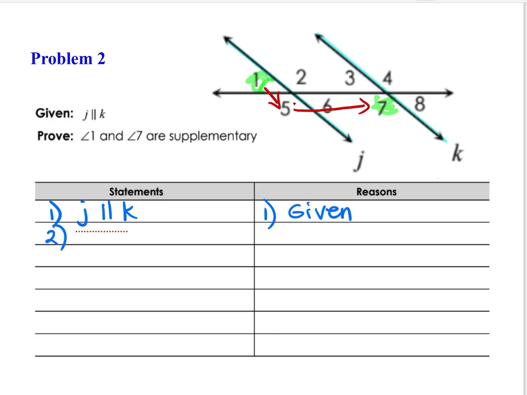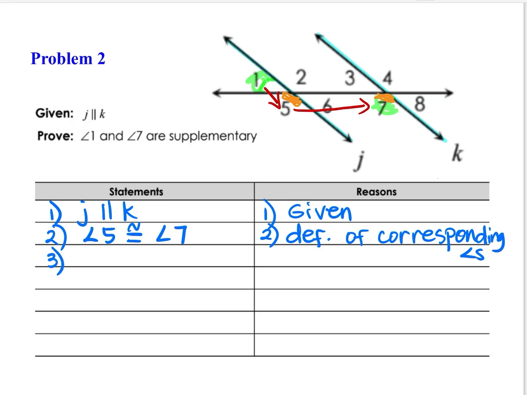Number 2, since we already know that we are going from 1 to 7, we're going to introduce angle 5. Angle 5 is congruent to angle 7. And notice that these two angles, 5 and 7, are considered corresponding angles. So our reason for that is going to be definition of corresponding angles, or we can just say corresponding angles.